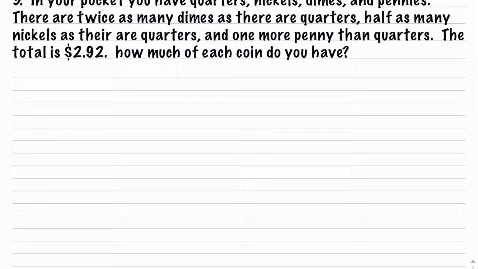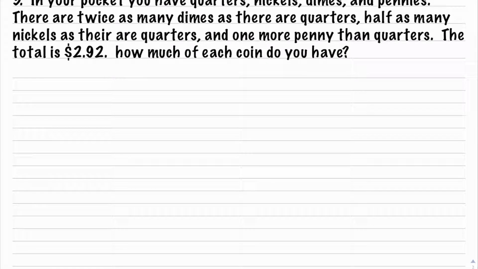So we're going to do another example of quarters, nickels, and dimes type problem. So here we have quarters, nickels, dimes, and pennies in our pocket. It tells us there's twice as many dimes as there are quarters, half as many nickels as there are quarters, and one more penny than there are quarters. They give us the total of the coins is $2.92. How much do we have?